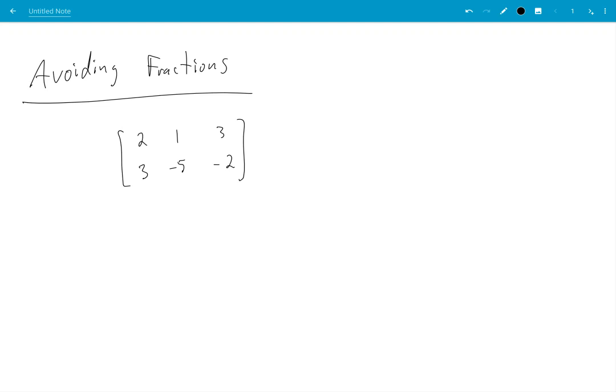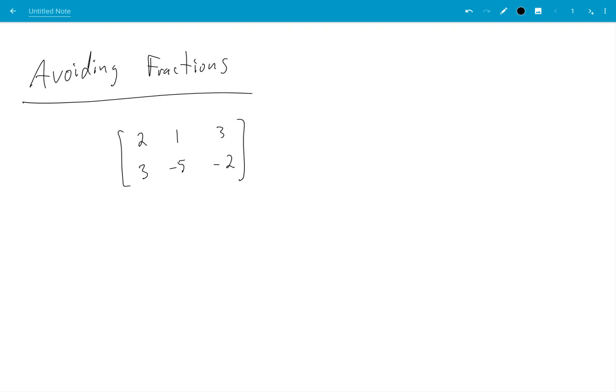So here we have a 2 by 3. Let's reduce it and let's try to avoid introducing fractions. You can't always avoid fractions, but you should try to delay the appearance of them. Okay, so what can I do? Well, there's two ways to do this.